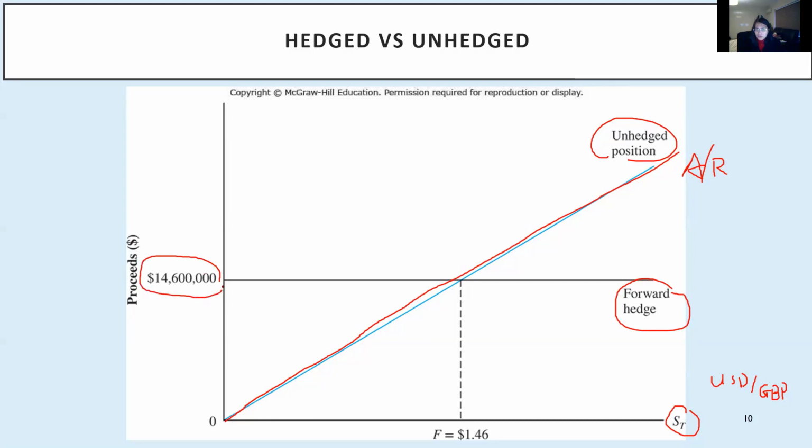In contrast, if I use a forward contract to hedge, if I have entered into a short forward position, then my payoff will always be the same, okay? So my USD proceeds will always stay the same at 14.6 million, okay? So this is the purpose of hedging. You basically have zero exposure to foreign exchange rate movement, okay? Your payoff is always the same, okay?